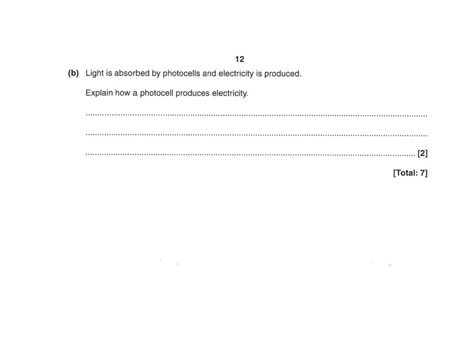Explain how a photocell produces electricity. So 2 marks. The first mark is for saying the electrons are knocked or released or freed, and then say that those electrons move around the circuit.